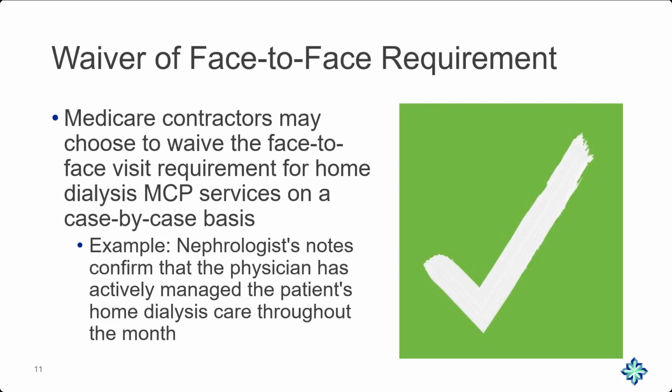For instance, this may apply when the nephrologist's notes confirm the physician has actively managed the patient's home dialysis care throughout the month. For patients who undergo home dialysis for the entire month, billing should be done using the appropriate HCPCS code for ESRD-related home dialysis services.